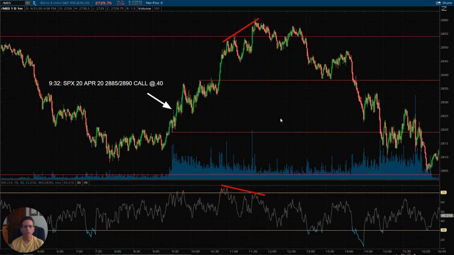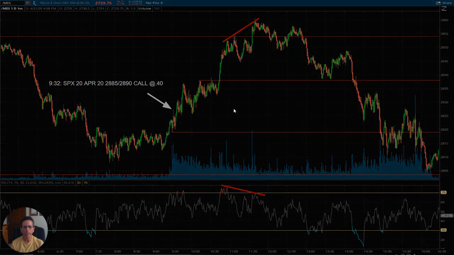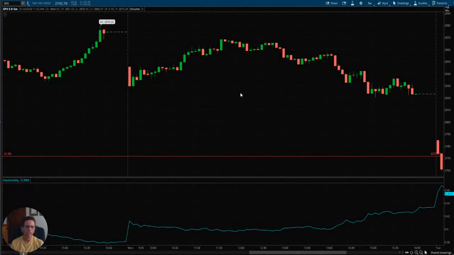I want to share with you why I picked the 2885, 2890, and it's in this chart. Here's the SPX chart, and this is the 5-minute for what happened during the day. I don't know if you can see this, but this is 2879. I picked the 85 number because it was above the previous day's high. And that's why I picked the 2885.